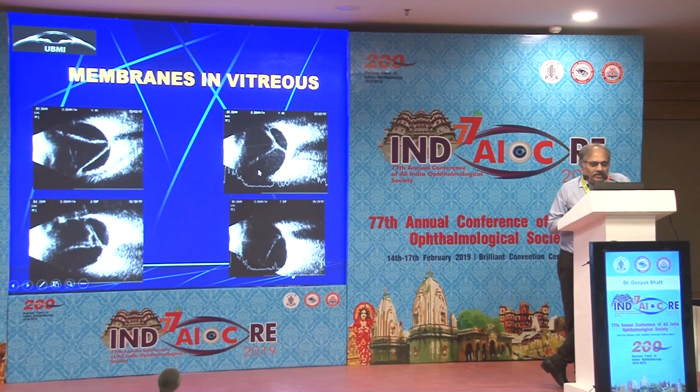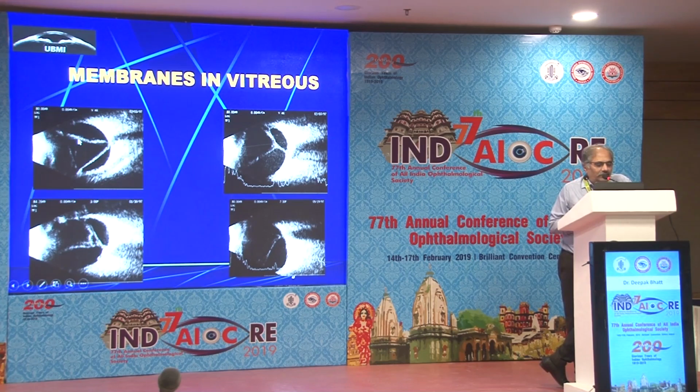Coming to membranes in the vitreous cavity, we are looking at retinal detachment, vitreous detachment, choroidal detachment, and vitreous membranes. So how do we differentiate an RD from a PVD? If it is not attached to the disc, then it's more likely to be PVD, because RD is usually always attached to the disc. Thick uniform membrane, that's the hallmark of an RD.